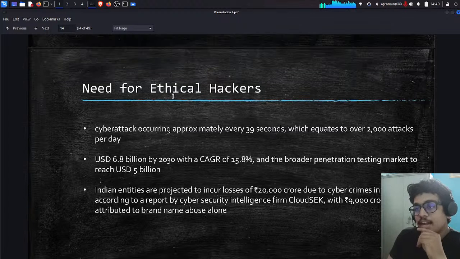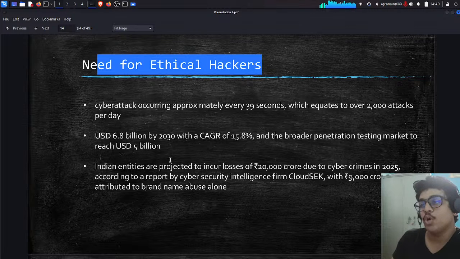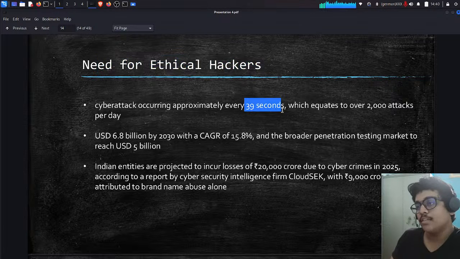Why do we need ethical hackers? The need for ethical hackers. Let's study the job market of ethical hacking. There is a fact that a cyber attack occurs approximately every 39 seconds, around 40 seconds, which equates to over 2000 attacks per day.